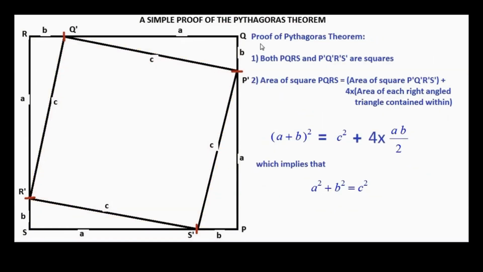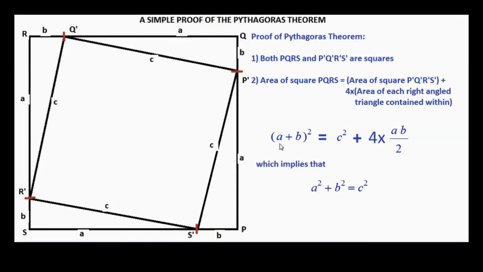Now, for the proof of the Pythagoras theorem, PQRS and P prime, Q prime, R prime, S prime are squares. So the area of PQRS, the area of the big square, must equal the area of the small square plus the areas of four right-angled triangles. So the area of PQRS equals the area of square P prime, Q prime, R prime, S prime plus 4 times the area of each right-angled triangle.